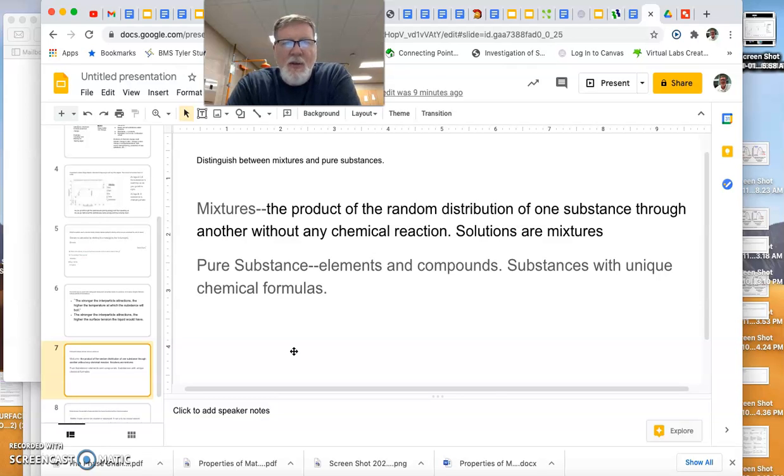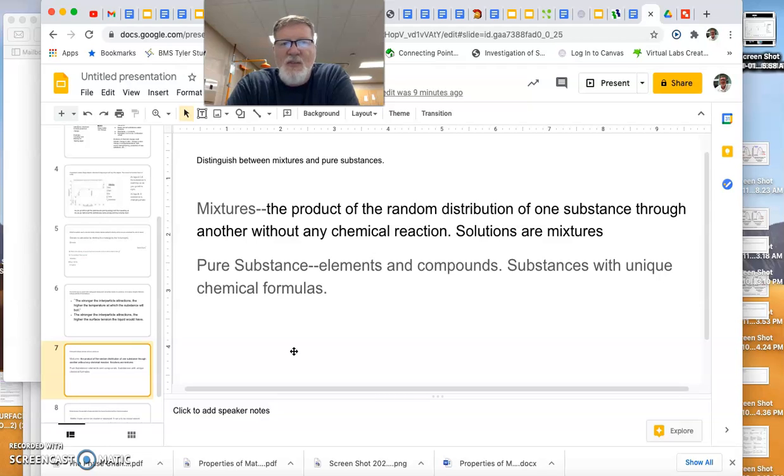Distinguish between a mixture and a pure substance. And so in your projects, one of the requirements was that you studied a pure substance, not a mixture. And that's because mixtures are real hard to identify specific properties because you have multiple things in the mixture that have multiple properties. And so a mixture is the product of distribution of one substance through another.